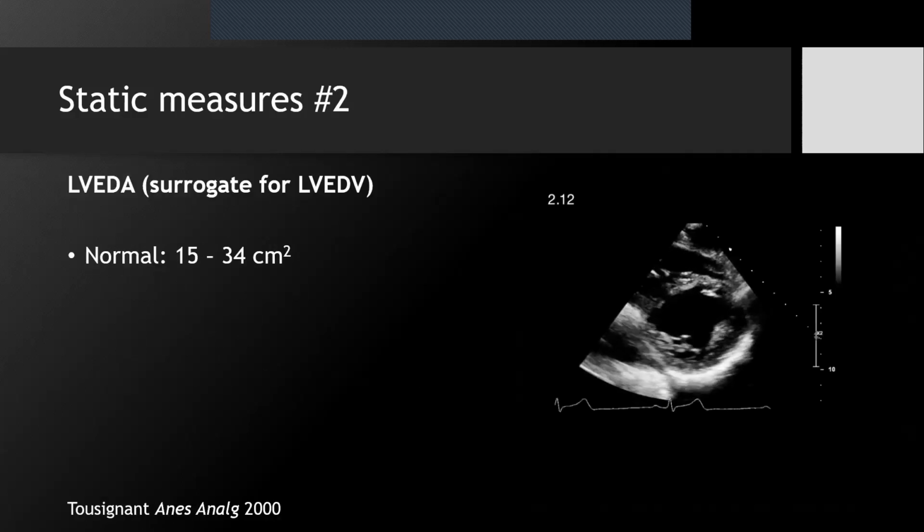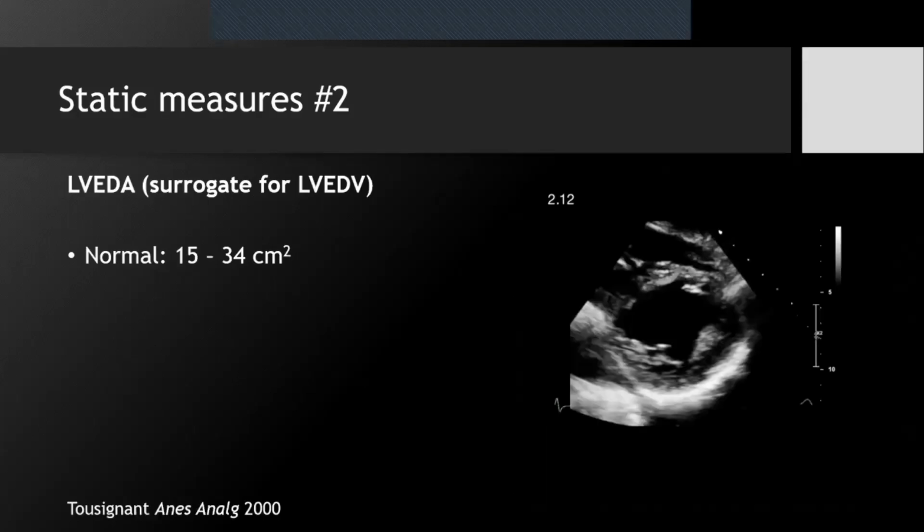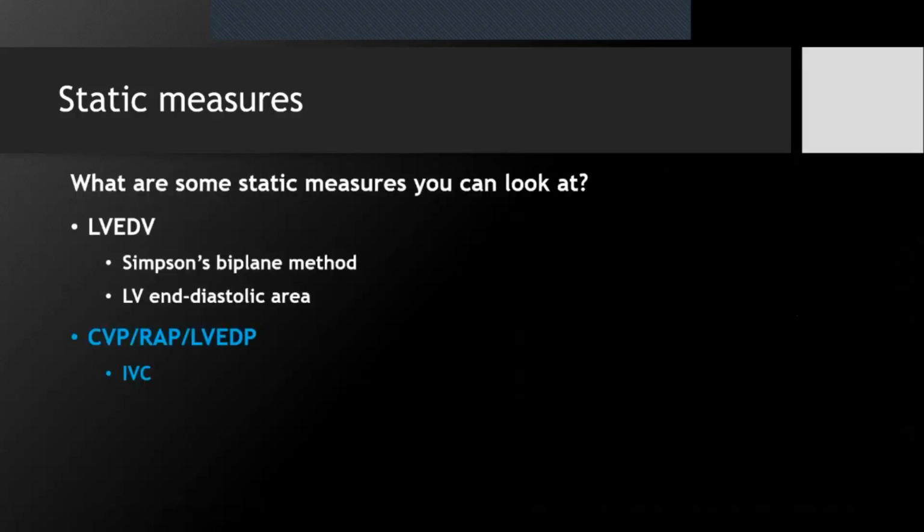You can also use LV end diastolic area. This is something that we've discussed in the LV talk. And if you freeze in diastole and you measure, you can get the area. And maybe if it's less than 10 centimeters squared, maybe that predicts fluid responsiveness.